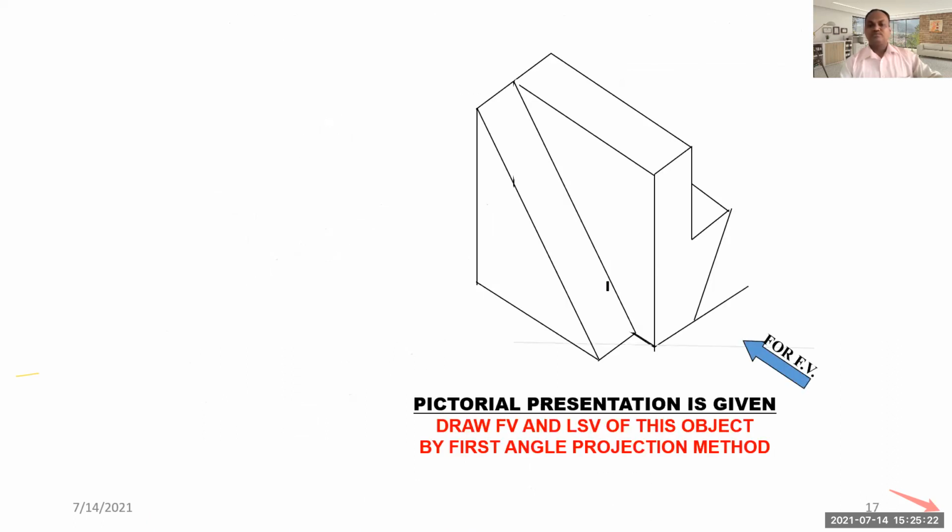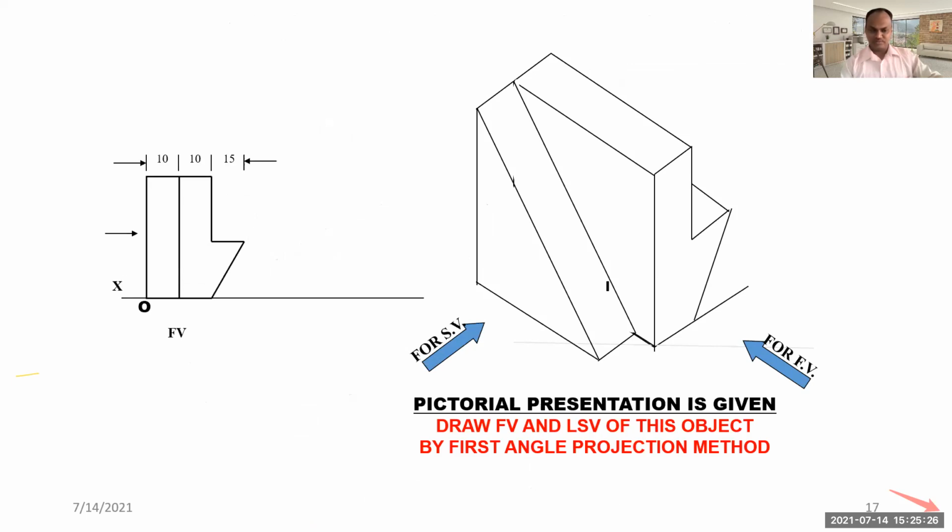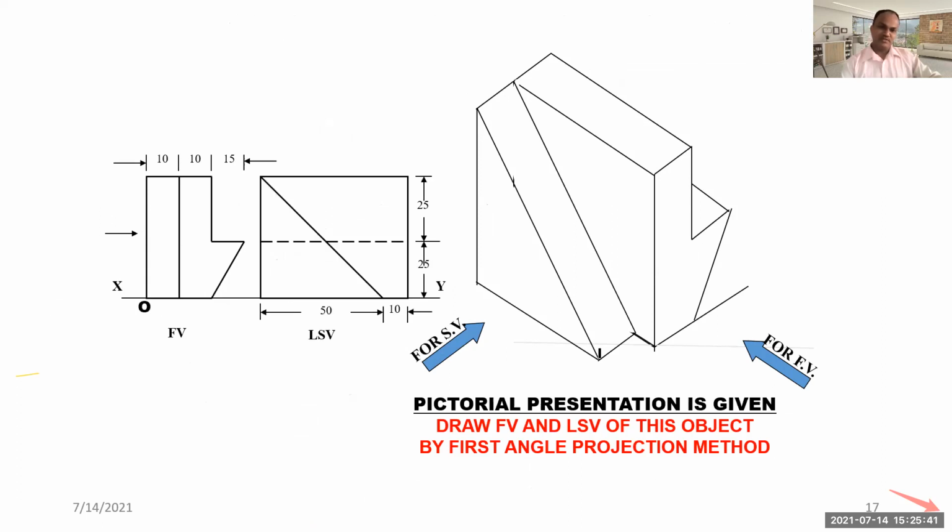Now for this one, front and side view, the LHS view, has been asked. In front view, you can see this portion and this triangle, and this inclined portion we are going to see as a rectangle here. And in case of LHS view, you can see one triangular portion, one rectangular portion, and due to this hidden portion, one dotted line has been shown.